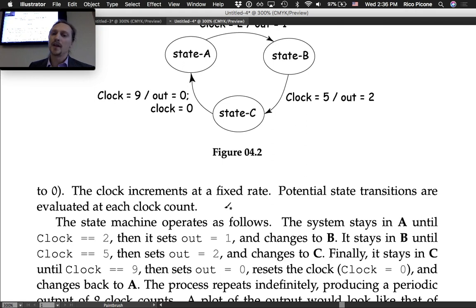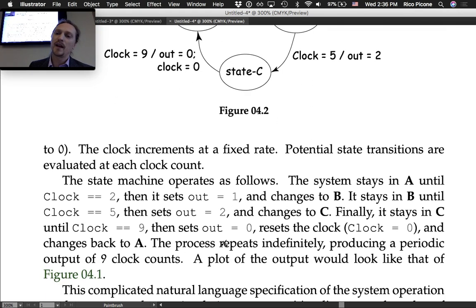The state machine operates as follows. The system stays in A until the clock is 2. Then it sets the output variable out equal to 1 and changes to state B. It stays in state B until clock is 5, and then sets the out to 2 and changes the state to C. Finally, it stays in C until clock is equal to 9, and then it sets the out to 0, resets the clock to 0, and changes the state to A.